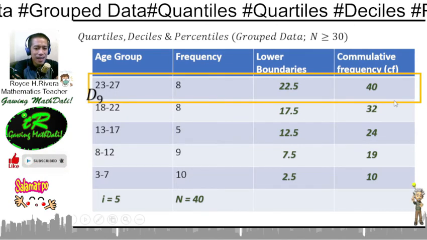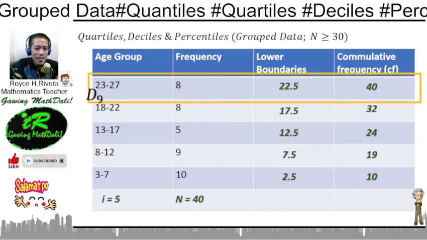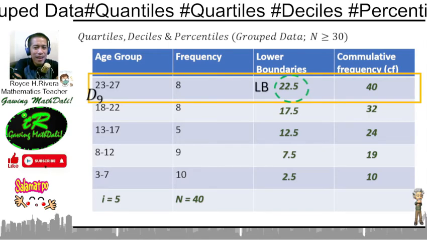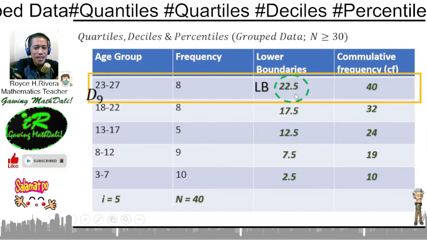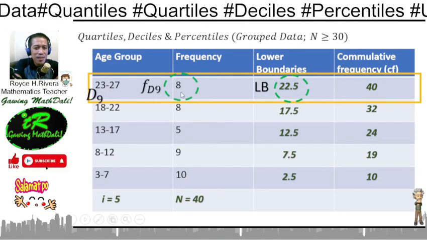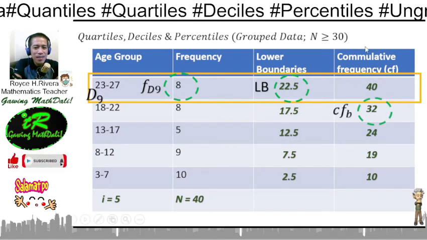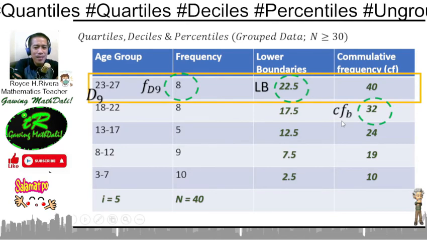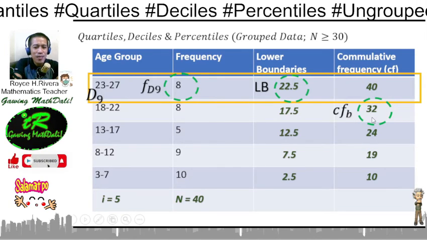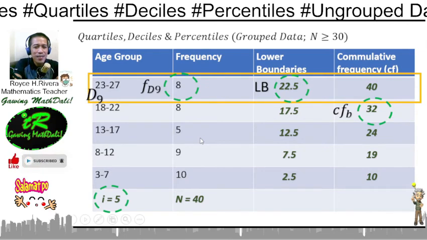After identifying the location of the 36 data, we get the values of the lower boundary of the class or group, that is 22.5, the frequency of the class or group, which is equal to 8, the cumulative frequency below, in which the 36 data belong, that is 32, and again, the interval used is 5.